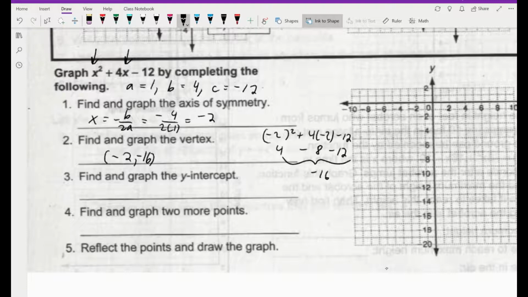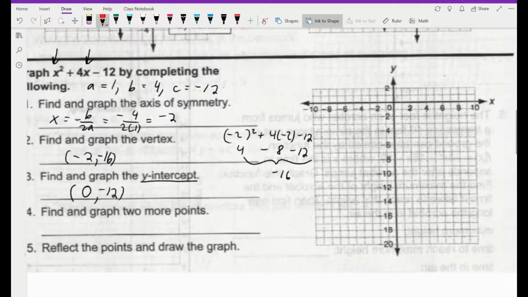Now to graph the y-intercept, what do we plug in for x? It says to find the y-intercept. What do we plug in for x? Well, we always plug in 0. If we plug in 0 where the x's are, we will get 0 squared plus 4 times 0 minus 12. So 0, negative 12.